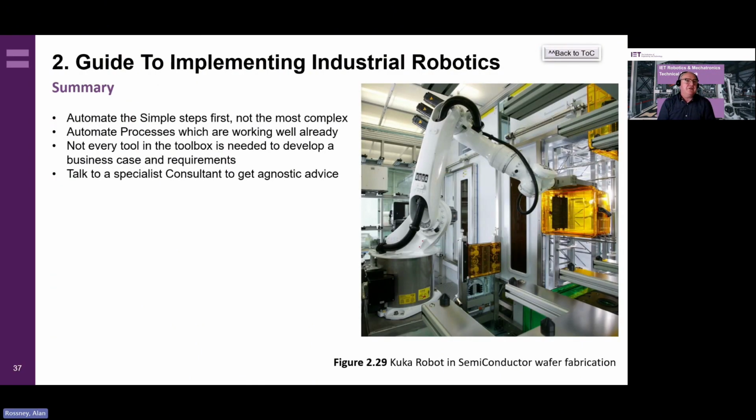So just to summarize, I would say: automate the simplest steps first, not the most complex. Automate the processes which are working well already. Not every tool in the toolbox is needed to develop a business case and the requirements. And probably most importantly, talk to a specialist consultant to get agnostic advice. And here's a nice picture of a KUKA robot in a semiconductor wafer fabrication.